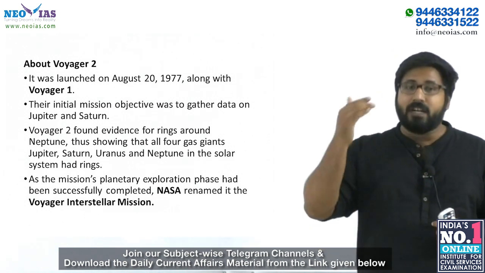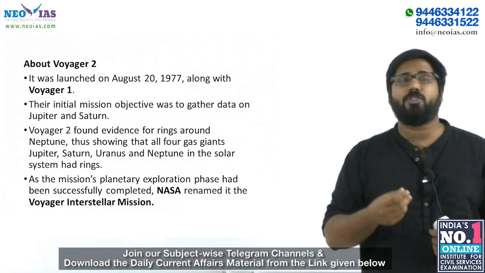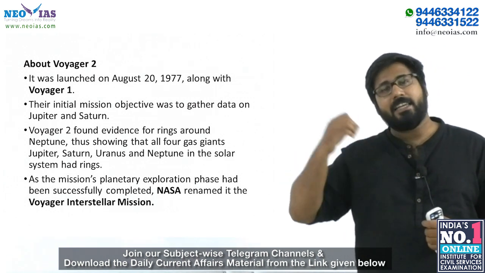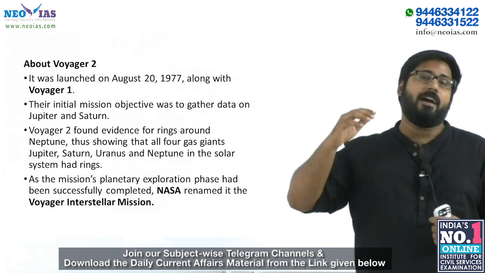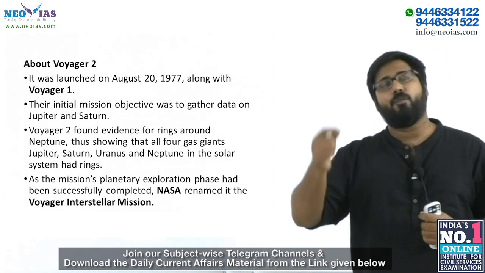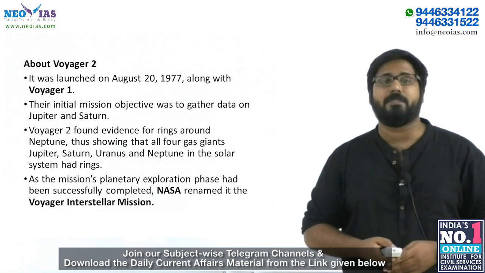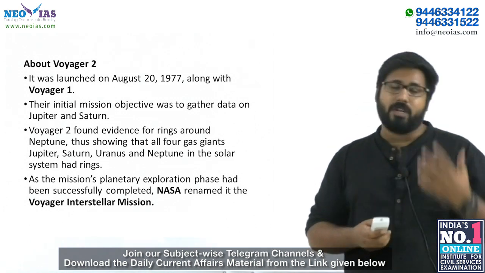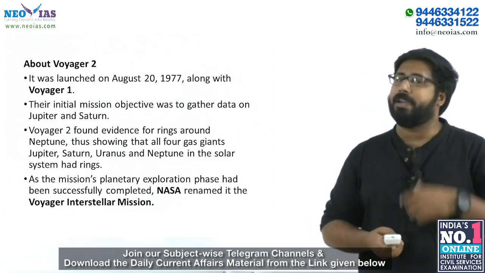However, the first man-made object to actually leave the heliosphere, or the area which is having an influence of the sun, that one was Voyager 1 and Voyager 2. So don't make that mistake. The first ones to leave the solar system are actually Pioneer 10 and Pioneer 11.